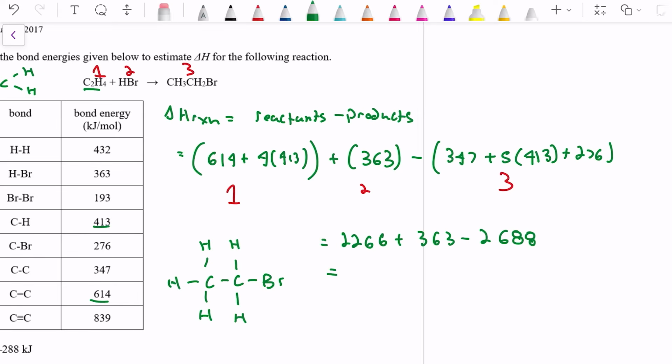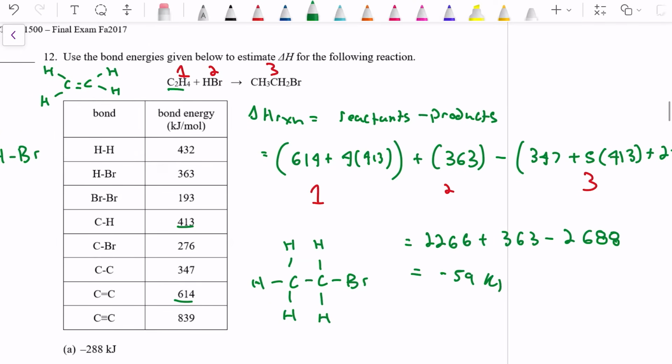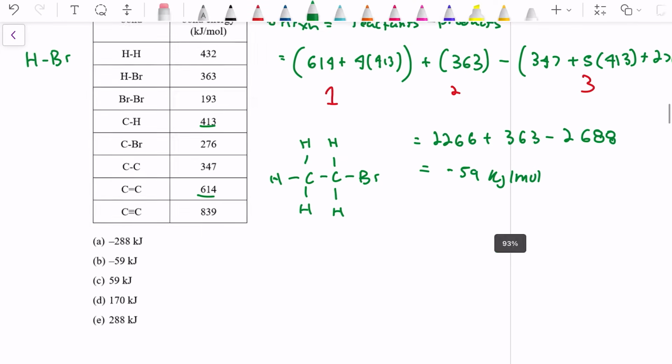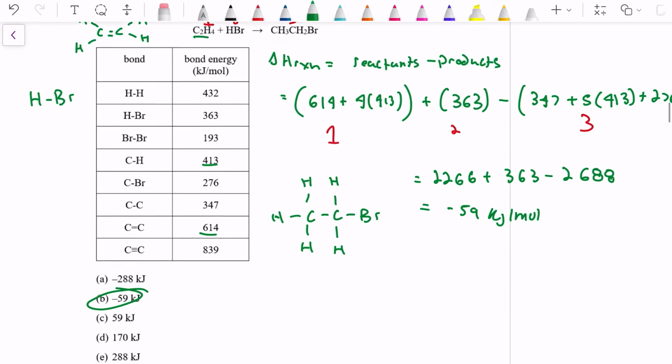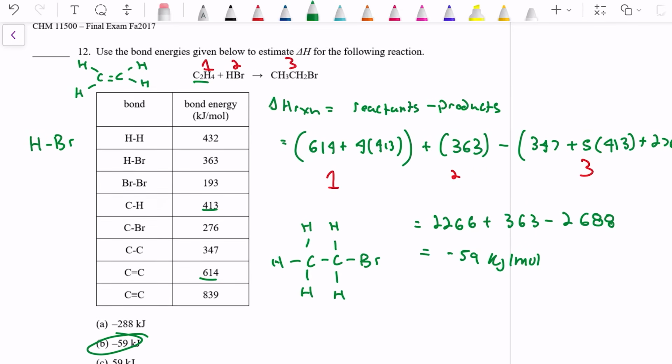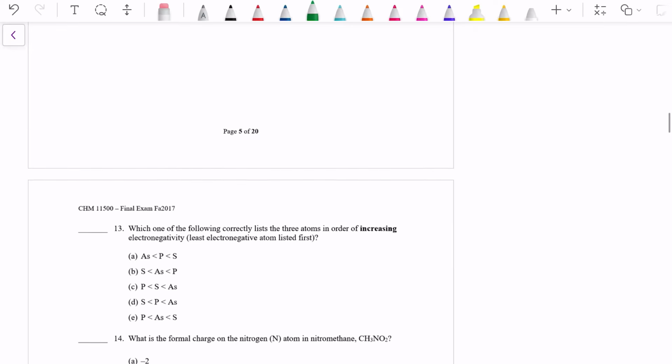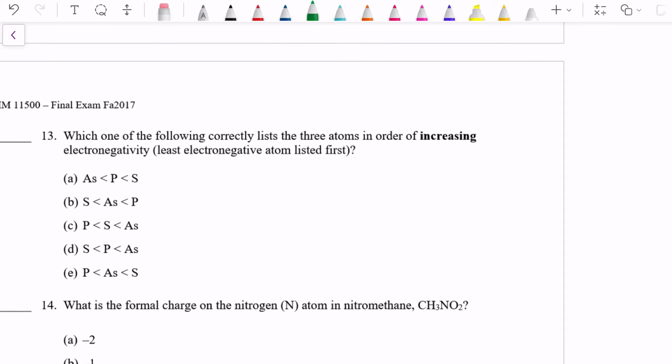So now, if we sum these up, 2,266 plus 363 minus 2,688, I get negative 59 kilojoules per mole. I get 12B. Nice. 13. Might need the periodic table for this one.